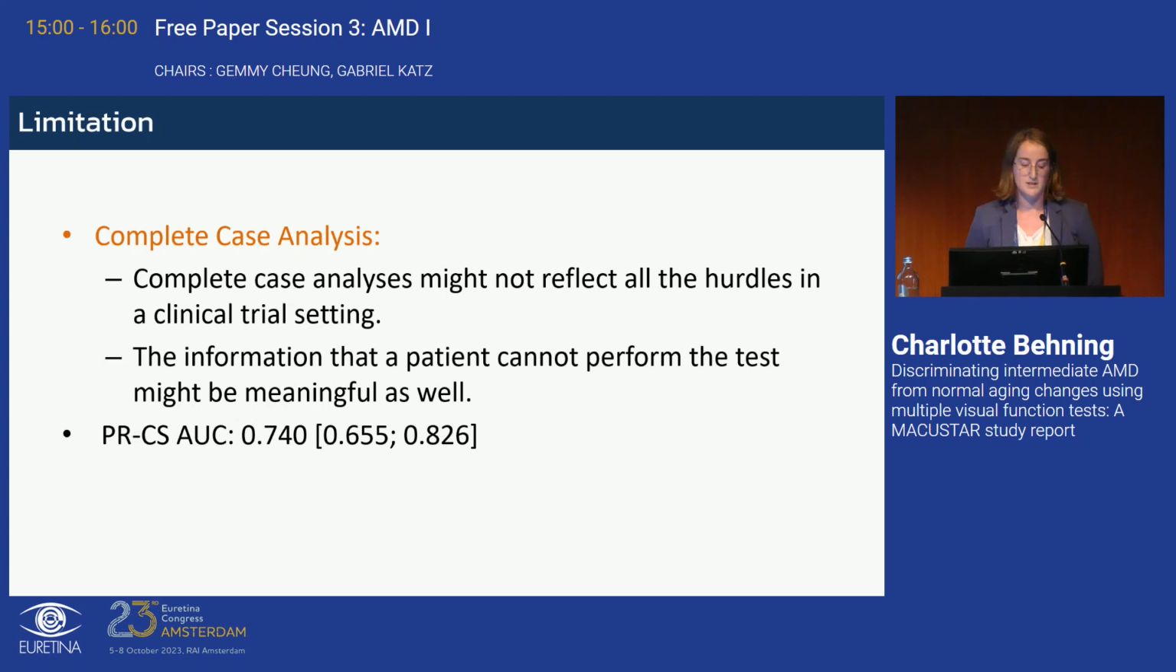We might also ask ourselves, is it really worth the improvement? If we only use the Pelli-Robson contrast sensitivity, it has a separability or AUC of 0.74, which might not seem so small, but we must remember that the AUC only ranges from 0.5 to 1, so this improvement might seem small, but is quite good, actually.